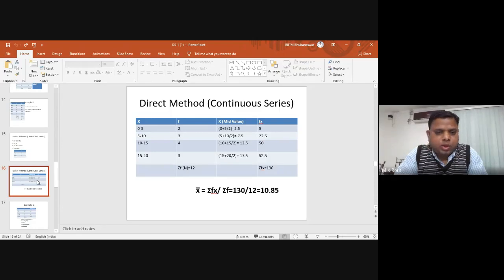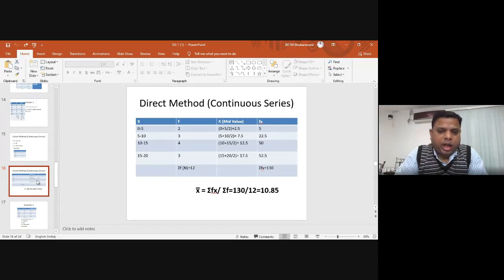So that means 0 plus 5 divided by 2, that is 2.5. Similarly, if you go to the second row, that is 5 plus 10 divided by 2, that equals 7.5. Similarly, for the third row, that is 10 plus 15 divided by 2, that is 12.5. And the last row, that is 15 plus 20 divided by 2, that is 17.5.